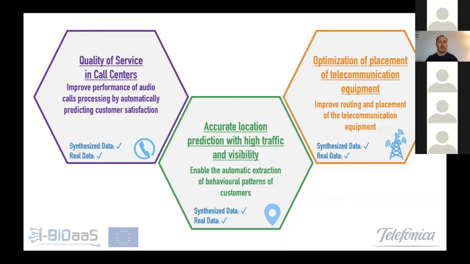And finally, we have the accurate location prediction with high traffic and visibility. This use case is about understanding mobility patterns, how people move around the city, and under which kind of context, and trying to anticipate and predict timely future events where people move at scale. And that's important because when we have a very high concentration of mobile phone users in an area and we don't have the infrastructure to support that, that can lead to various connectivity issues and problems.